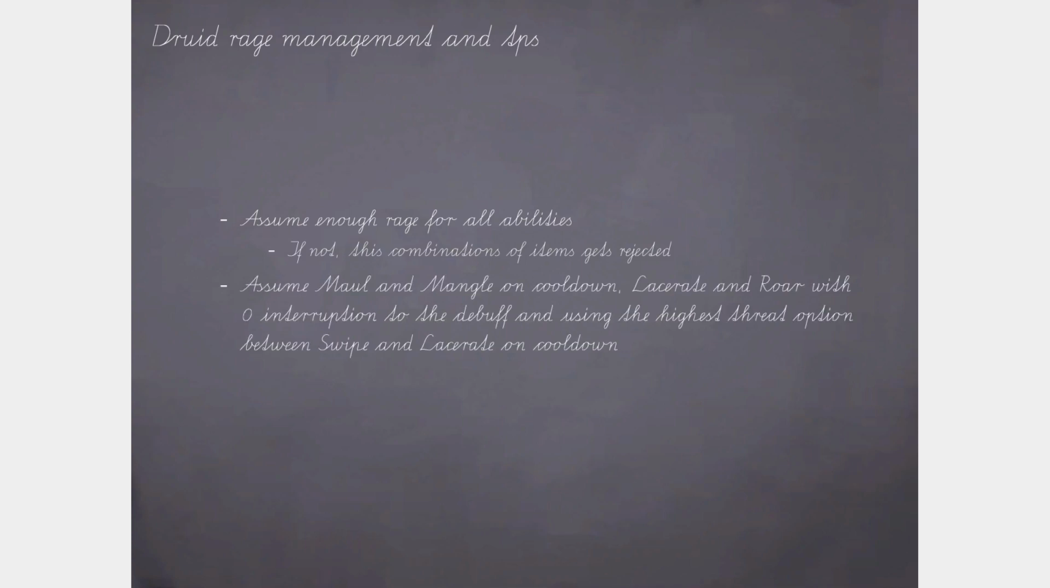Now we need to estimate the TPS. We assume that the best result has the tank not rage starving, because else the encounter might take too long. If the algorithm should find such an item combination where the rage generated is insufficient, then this particular combination will be rejected. As for the rotation, we have to make some assumptions to speed up the calculations. First we replace all white hits with Maul. Bear form's Mangle is cast on cooldown of course, Lacerate and Faerie Fire debuffs are kept up perfectly, and the leftover rage is used for the higher threat option between Swipe and Lacerate.